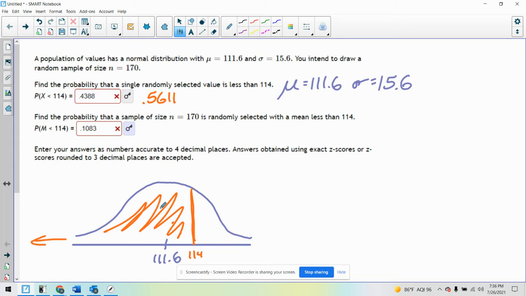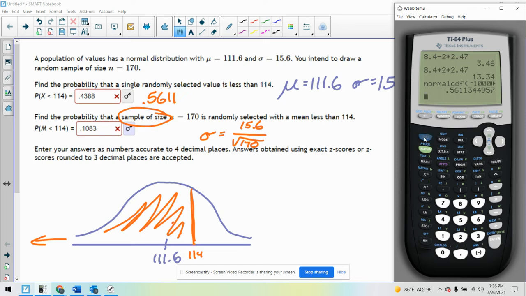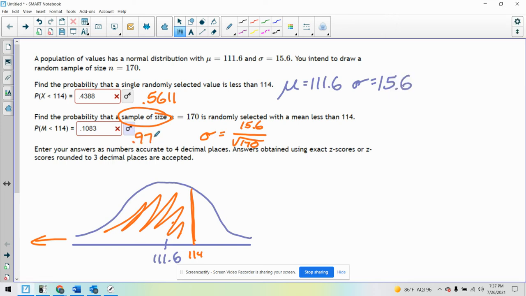Looks like you might have had the opposite. Maybe you did flip the reverse or something. I'm not really sure. Same exact process. We're not going to change anything except now for this one, since it's a sample, we're going to use sigma equaling our sigma 15.6 divided by the square root of the sample size, which is 170. So I can just go back into that distribution and just change sigma to 15.6 divided by the square root of 170. So I get a value of 0.9776. Okay, there's that one.